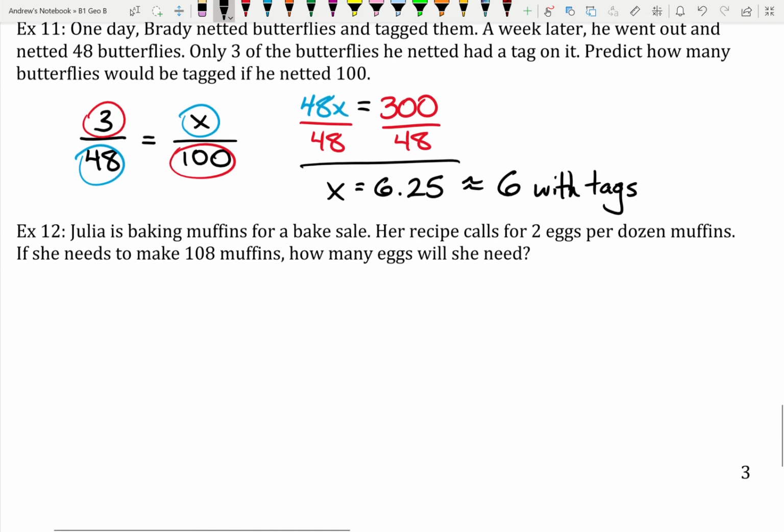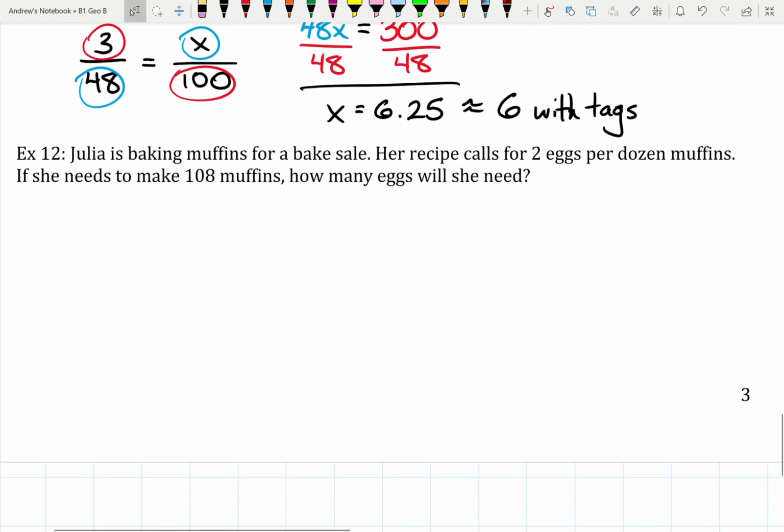Last one here. Julia's baking muffins. Oh man, much better than moths and butterflies. Her recipe calls for 2 eggs per dozen muffins. She needs to make 108 muffins, and we want to figure out how many eggs she's going to need. So 2 eggs for every dozen. And if you didn't know, a dozen is 12. A baker's dozen is 13 because, you know, the baker's got to taste test it, of course. So you make one extra.